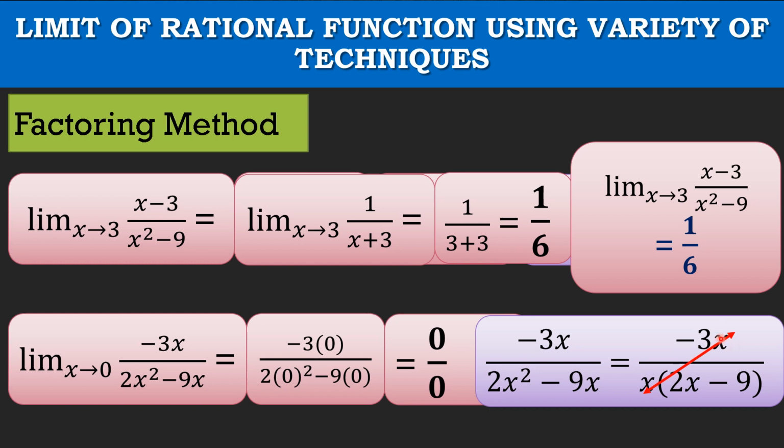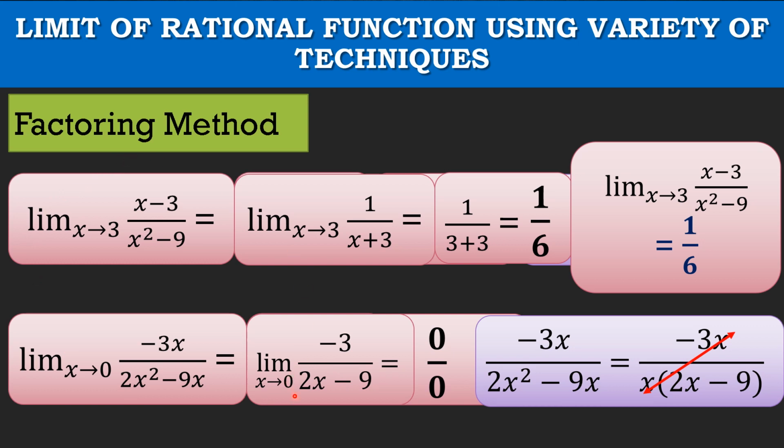Yung x na nasa taas at yung x na nasa baba will be cancelled out. Okay? They are equal to 1. So yung maiiwan dito is only negative 3 over 2x minus 9. So instead of finding the limit of this function, we will use this function na. Limit of negative 3 over 2x minus 9 as x approaches 0. Okay? So again, the negative 3x over 2x squared minus 9x is also the same as negative 3 over 2x minus 9 gamit yung factoring method.